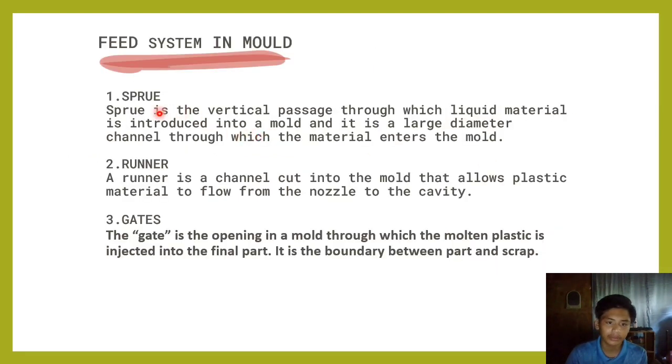Feed system in a mold: screw, runner, and gate. Screw is a vertical passage through which liquid material is introduced into the mold, and it is a larger diameter channel through which the material enters the mold. Runner. A runner is a channel cut into the mold that allows plastic material to flow from the nozzle to the cavity. The gate is the opening in the mold through which the molten plastic is injected into the final part. It is the boundary between part and scrap.